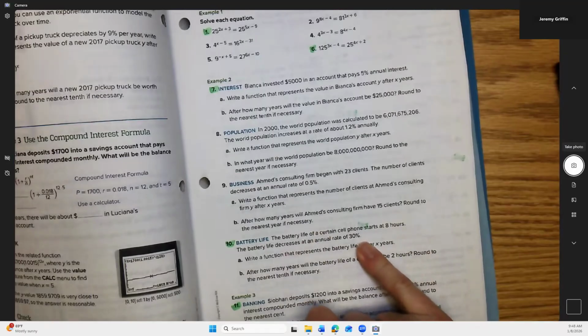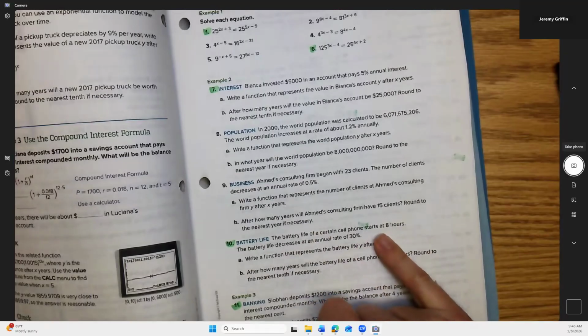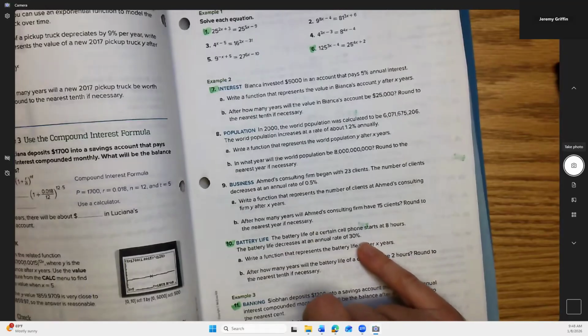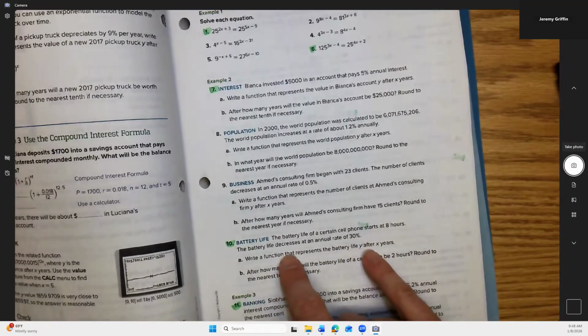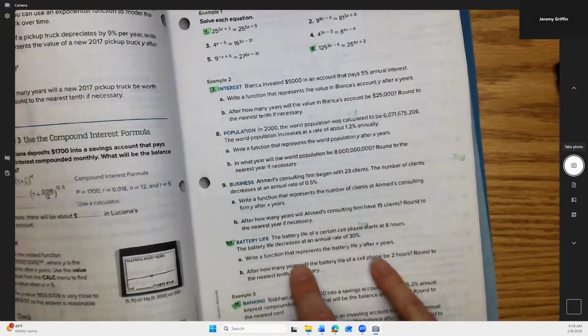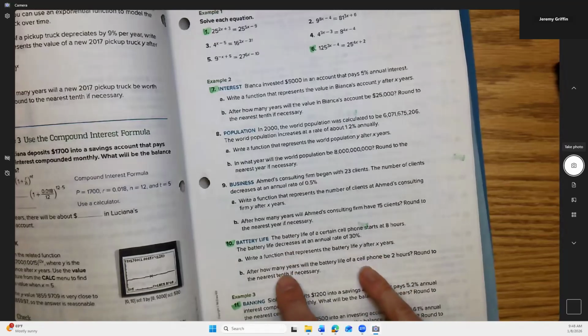So if you buy a brand new battery, it'll charge and last for 8 hours, but every year after that, it lasts not quite as long. This can follow an exponential decay curve, which I showed you guys a day or two ago. How many years will it take for the battery life to go down to only 2 hours? Round to the nearest tenth if necessary.